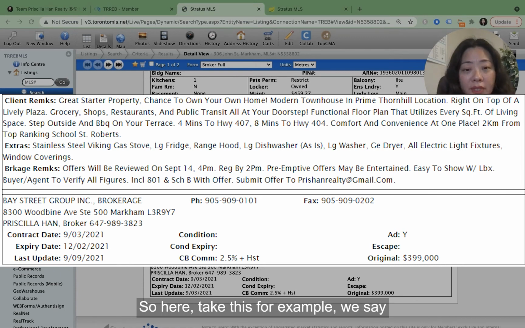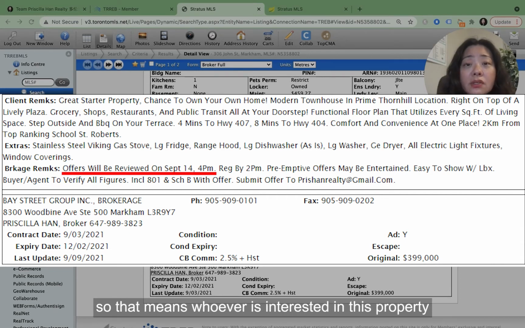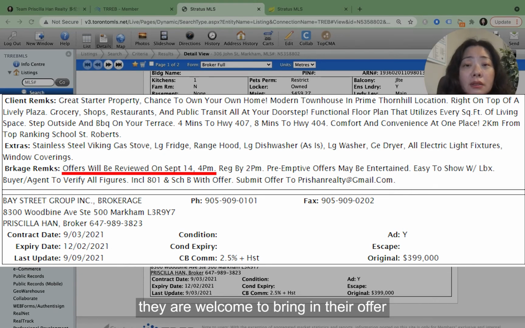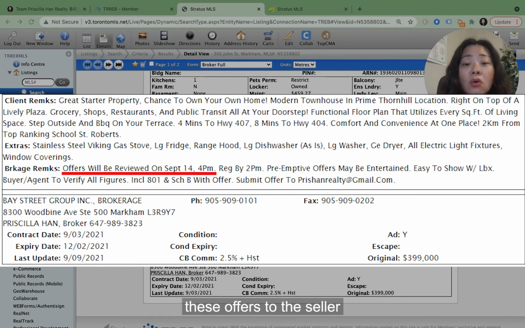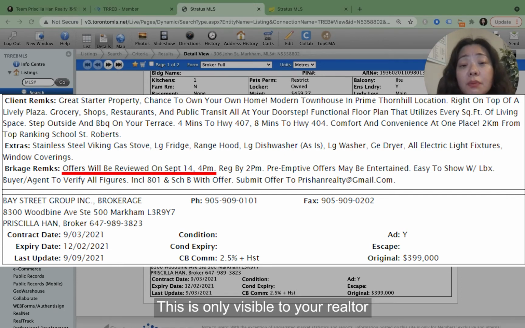So here, take this for example. We say offers will be reviewed on September 14, 4 p.m. That means whoever is interested in this property is welcome to bring in their offer on September 14th. And then the listing agent will present all these offers to the seller. Then the seller will pick one, the highest price or best condition, and then accept or counter. This is only visible to your realtor.